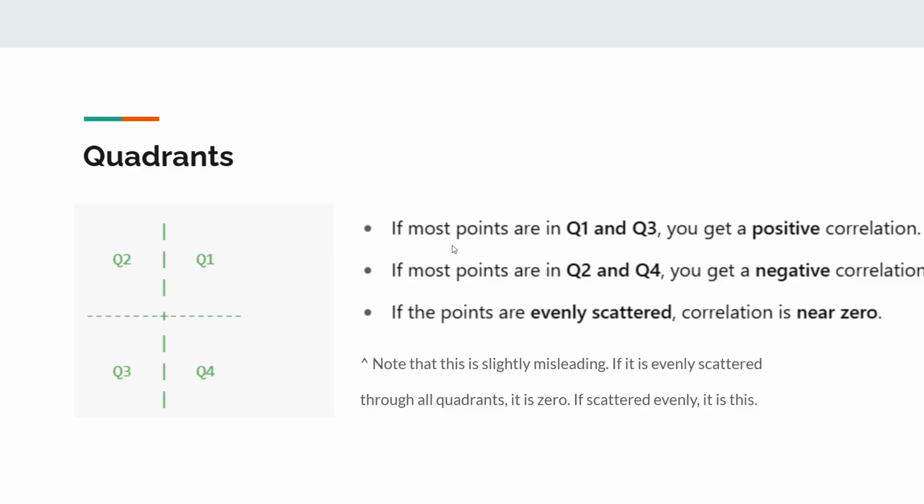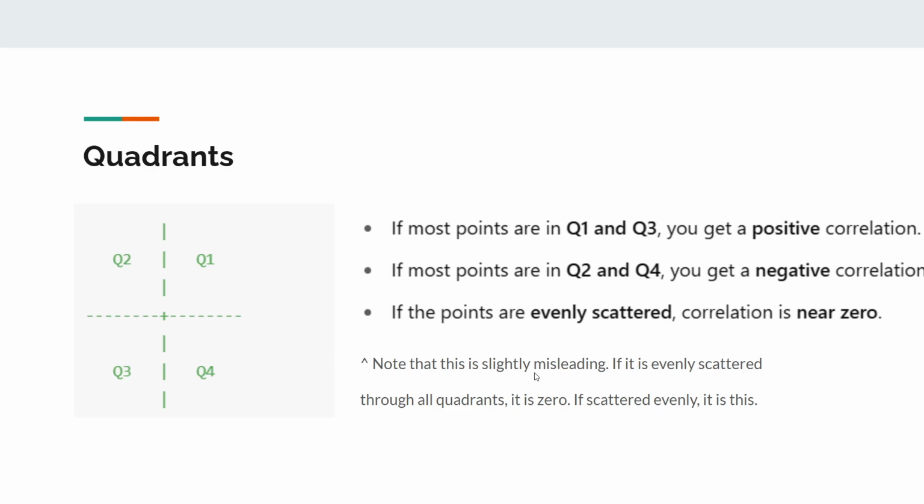Sorry, it's a little bit cut off, but if most points are in quadrant 1 and quadrant 3, you can see that it is starting to go up as x is increasing. If most points are in Q2 and Q4, you get a negative correlation. If the points are evenly scattered, the correlation is near 0.